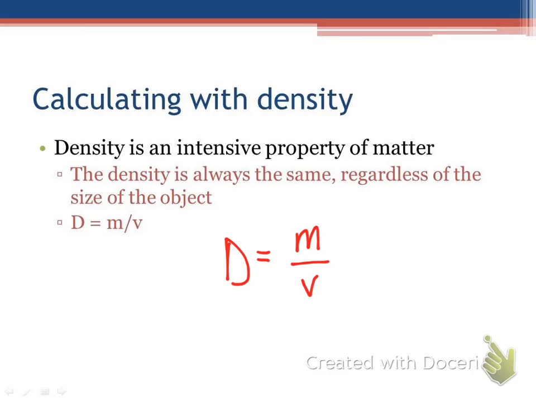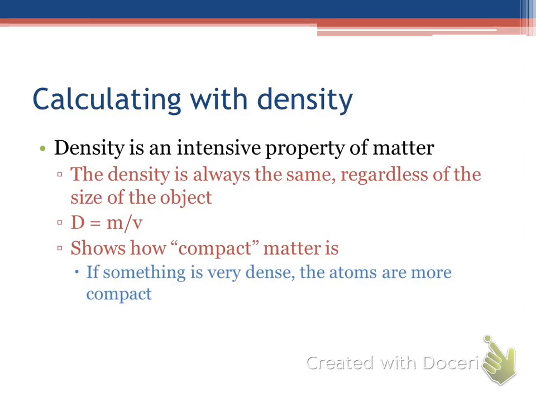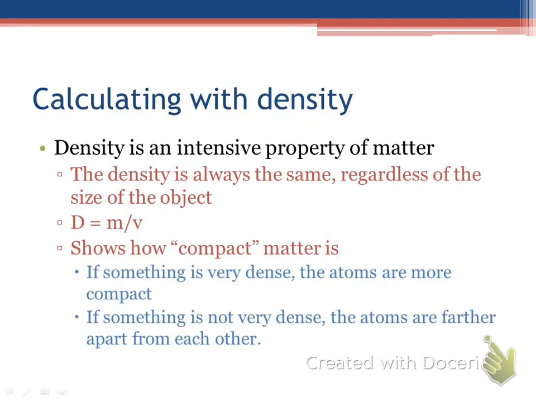So what density is essentially measuring is how compact your matter is. If it's really heavy but doesn't take up much space, that means it's very dense. If it's not heavy and yet takes up a lot of space, that means it's not so dense, not very compact. If something is dense, the atoms are more compact, which means they're closer together. If something's not very dense, the atoms are farther from each other.